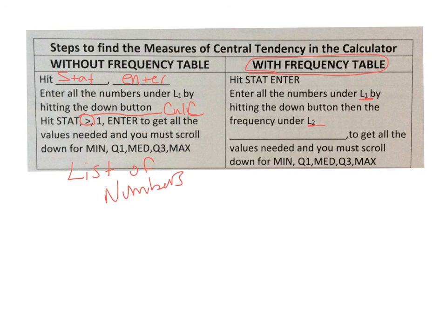Then you're going to hit in your calculator stat calc 1. But we have to make sure that it's L1 and L2 highlighted, and then hit enter in your calculator to get all the values needed, and you must scroll down for min, Q1, median, Q3, and max once again.